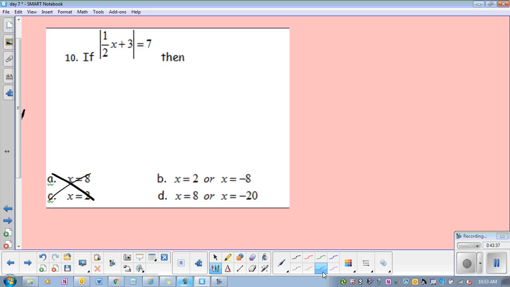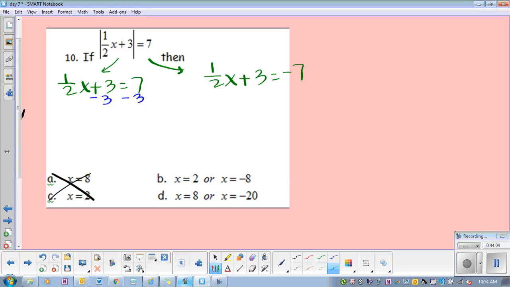I have the absolute value bars all by itself, so I'm going to drop the bars, write it twice. So I have 1/2 x plus 3 equals 7, and the other one is 1/2 x plus 3 equals negative 7. Do you agree? Okay. So then now what? Subtract the 3. So you have 1/2 x equals 4. Subtract the 3. So you have 1/2 x equals negative 10.